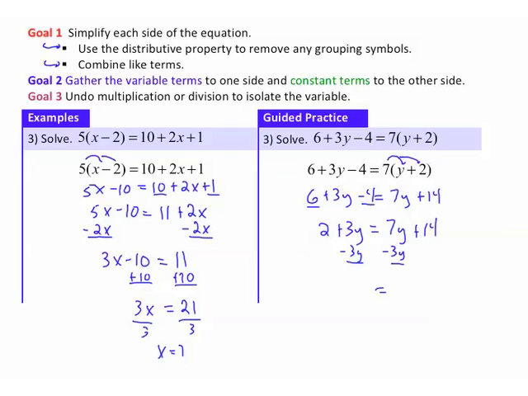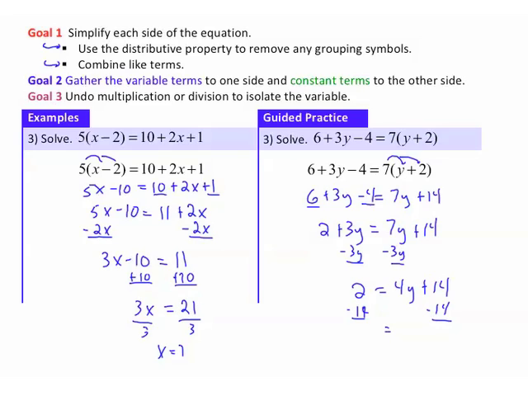Let's take a look now. On the left side, I'll just have a 2. On the right side, 7y minus 3y is 4y. And I also have plus 14. So notice now I've got the variable terms to the right side. I want to get the constant terms to the left side. So I need to get rid of that 14. So I would subtract 14. Subtract 14.